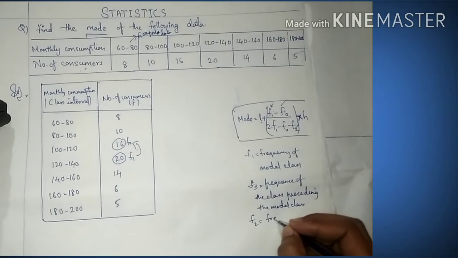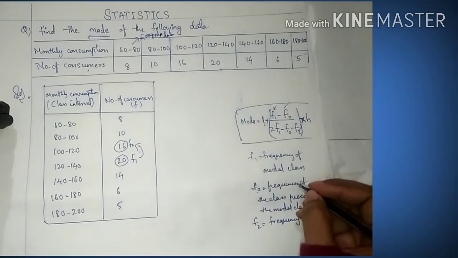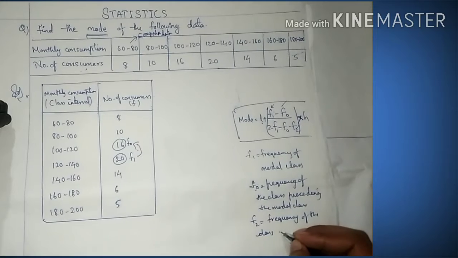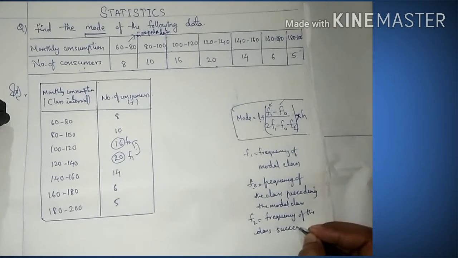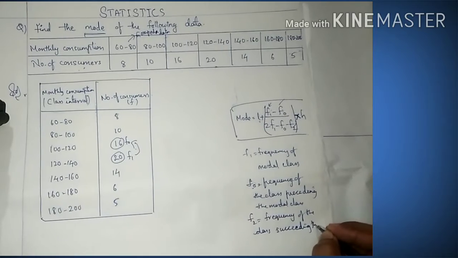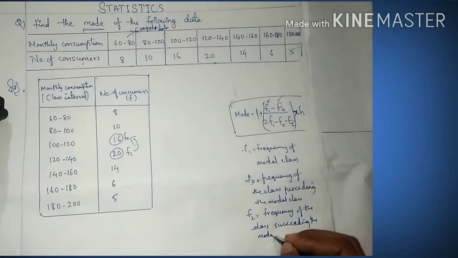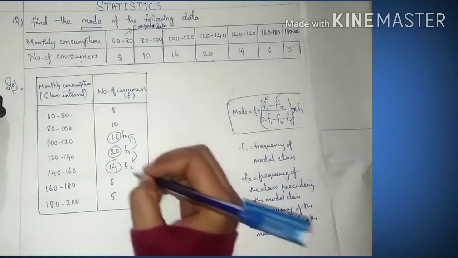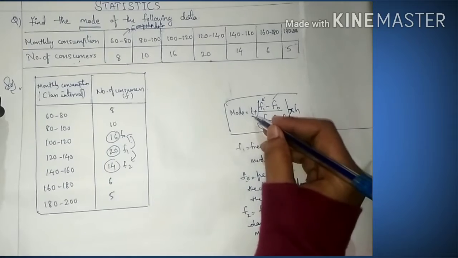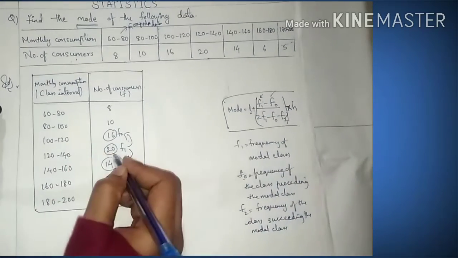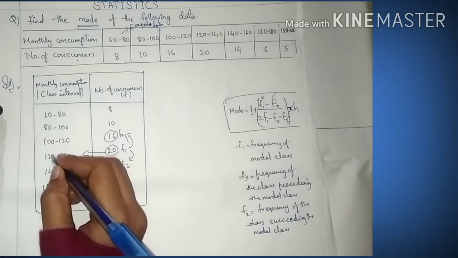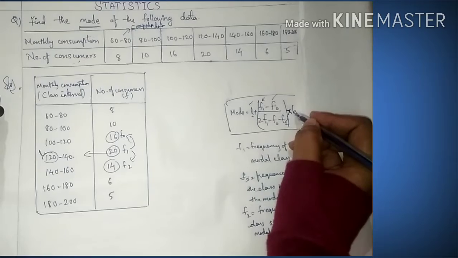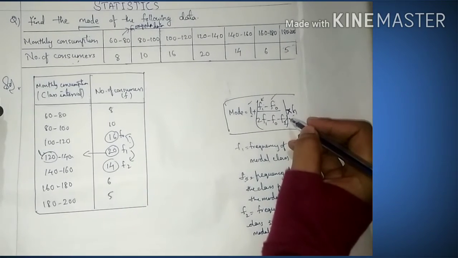Now we got f0 and f1. Let us find f2. f2 is the frequency of the class succeeding the modal class. Our modal class is 120 to 140, so succeeding means after that: 140 to 160. Its frequency is 14, so f2 is 14. You can see this is our modal class. Here 120 is the lower limit, so we got L.